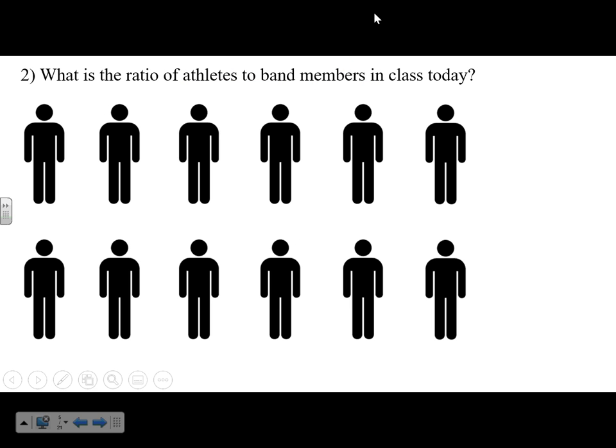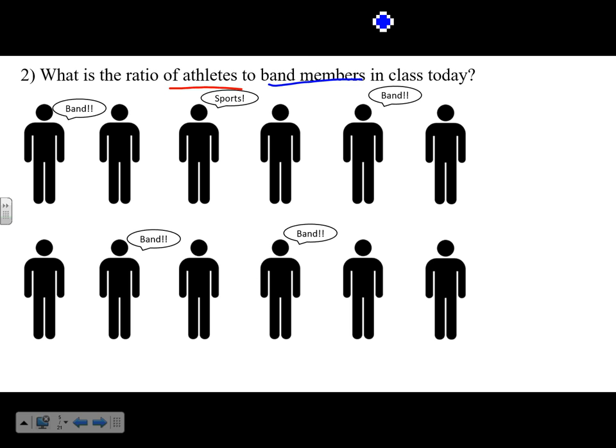What about this? What's the ratio of athletes to band members? So now we're doing the opposite way. Now the athletes are first, and the band members are second. Again, we still have the same numbers. There are 4 band members and 1, 2, 3, 4, 5, 6 athletes.